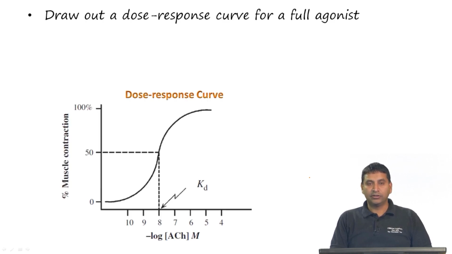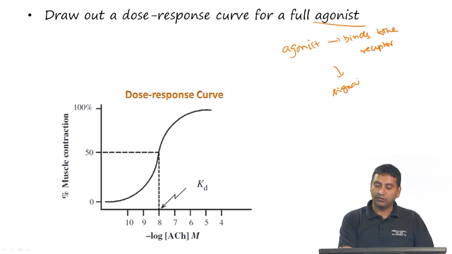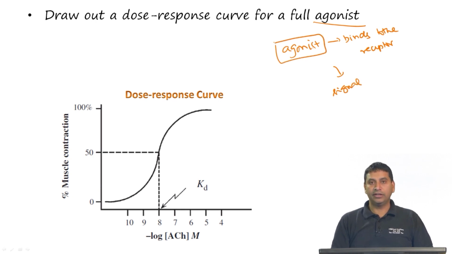So the first question is, draw out a dose response curve for a full agonist. So we have already studied, or we have already looked at, that an agonist is basically a compound that binds to the receptor, and it also generates a signal, much like the natural ligand does. So an agonist is essentially close to or very similar to the natural ligand.